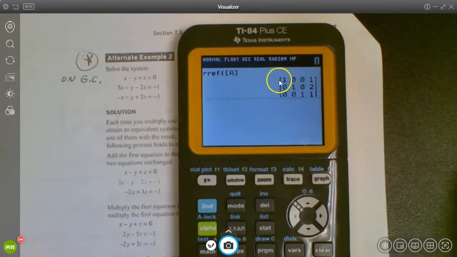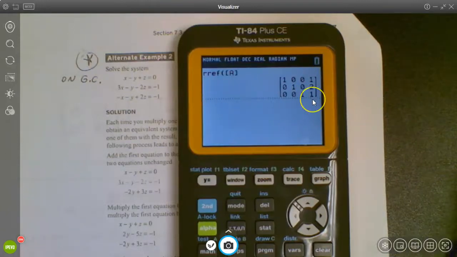In the first row, the 1 placed in the x column means this is my solution for x. So x equals 1. Right here, the 1 is placed in the y column, which means this is my solution for y. And of course, here is the 1 placed in the z column. Here's my solution for z. And that's it. So we now have our solution for all 3 variables.